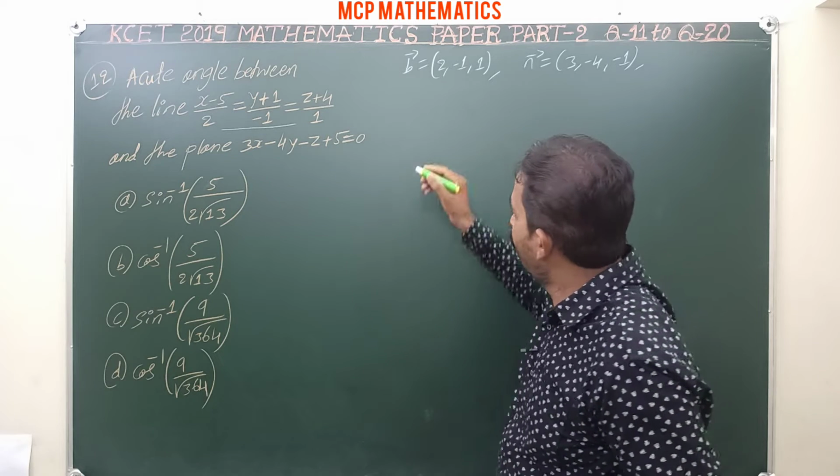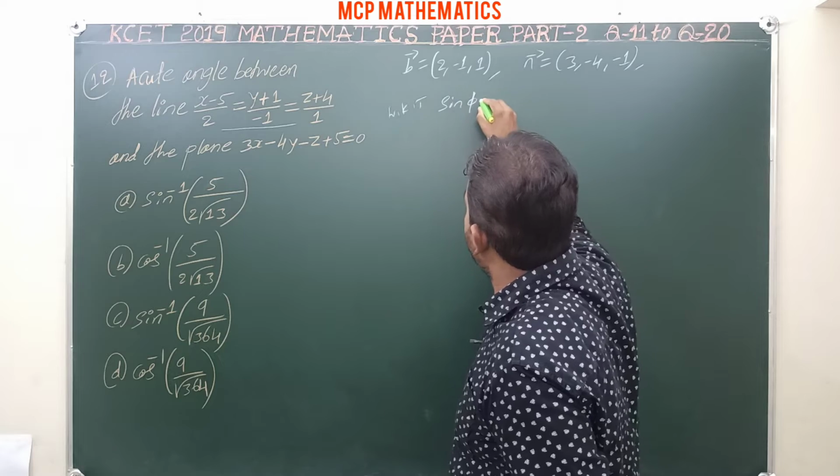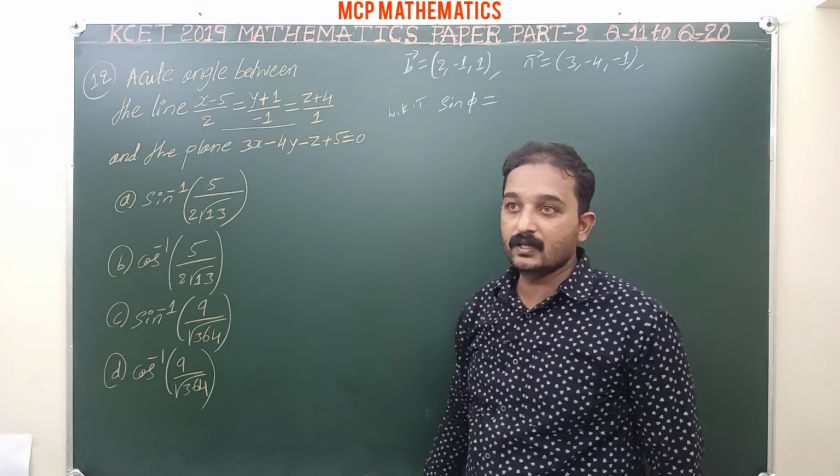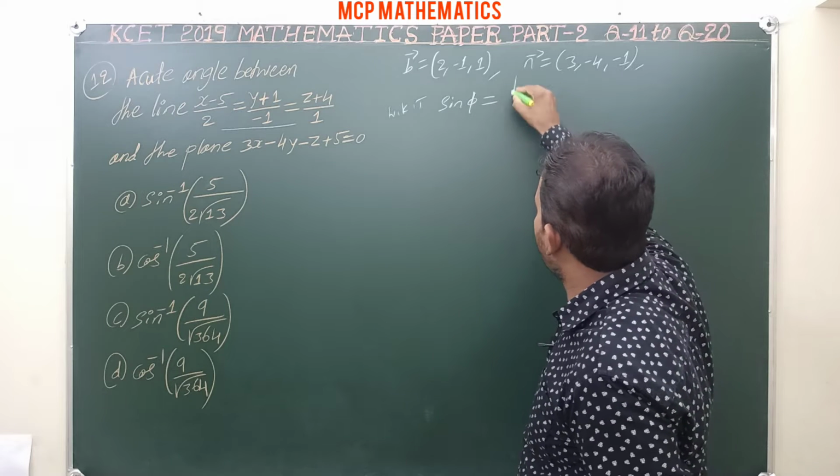So using the formula, we know the formula sin theta. This is a repeated question in KCET exams, the second time repeated. So using the formula, sin theta is equal to what?